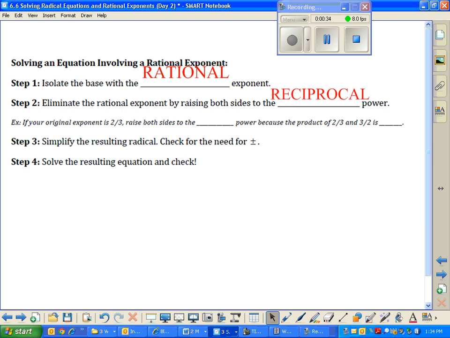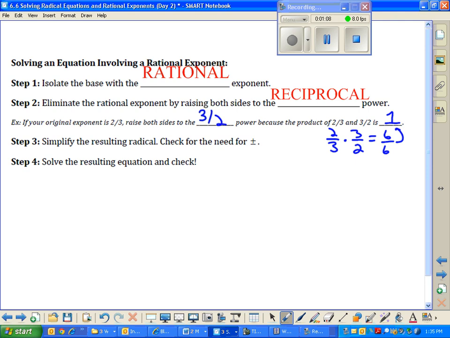So here's how that's going to work. For instance, if your original exponent is 2/3, say that's the exponent in the problem, you're going to raise both sides to the reciprocal of 2/3. That would be the 3/2 power. Because watch what happens when you multiply reciprocals together. If you had 2/3 times 3/2, you get 6/6, which is 1. It makes that exponent go away. So that's the value in that multiplicative inverse.